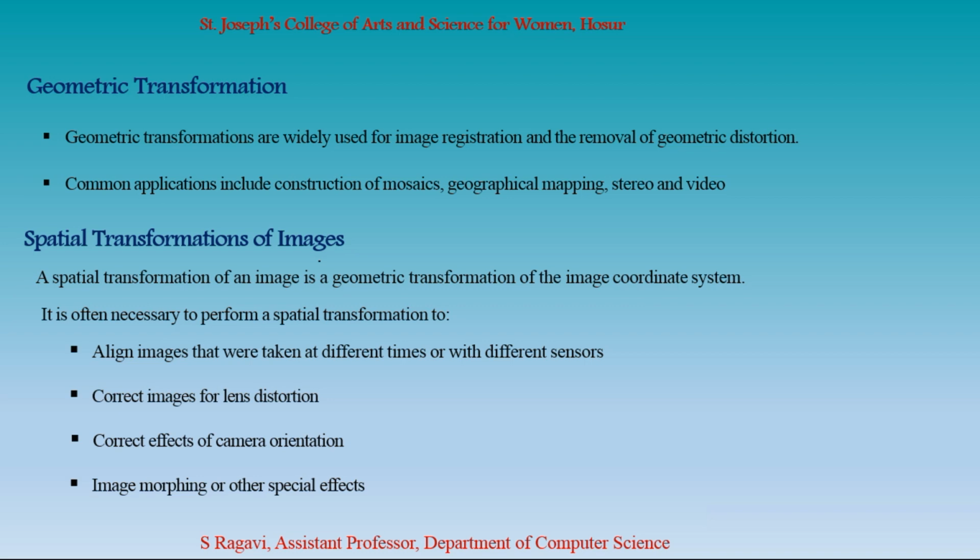Next, let us see about spatial transformation of images. A spatial transformation of an image is a geometric transformation of the image coordinate system. It is often necessary to perform a spatial transformation to align images that were taken at different times or with different sensors. Next, to correct images for lens distortion. Next, to correct effects of camera orientation, and last, image morphing or other special effects.